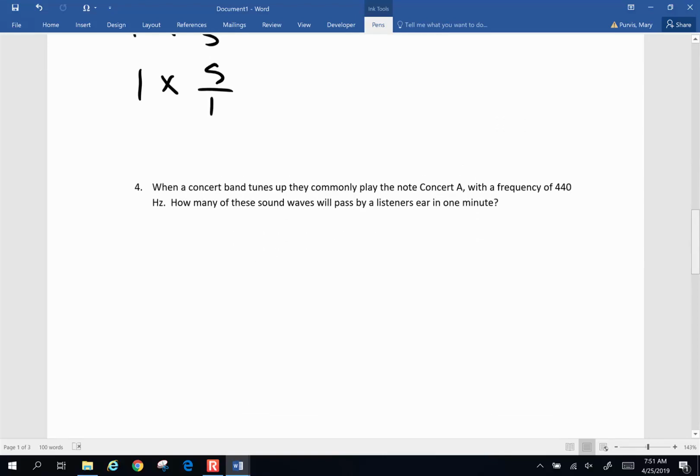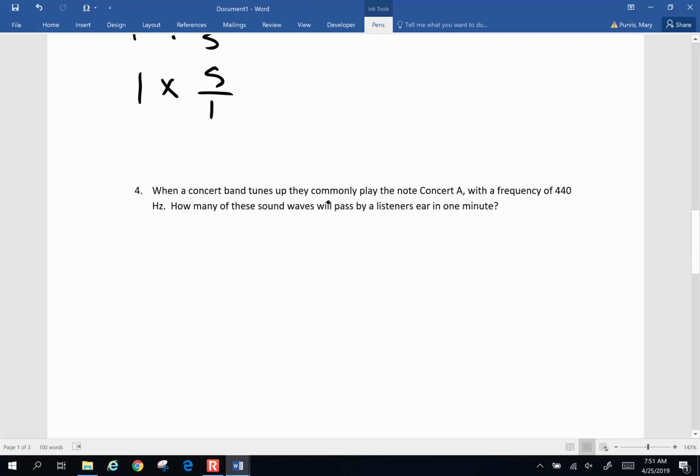Last one of this group. When a concert band tunes up, they commonly play a note called concert A with a frequency of 440 hertz. How many of these sound waves will pass by a listener's ear in 1 minute? So I've got the frequency. Frequency is 440 hertz. I want to know number of waves per minute.